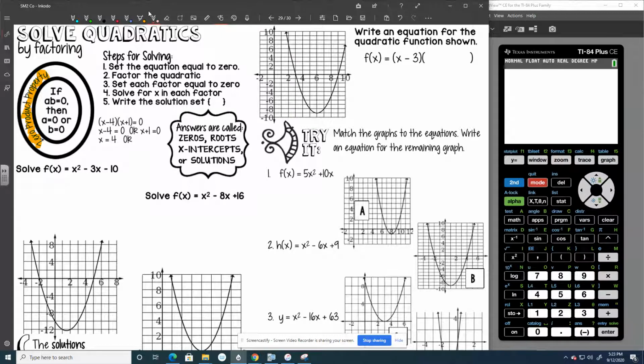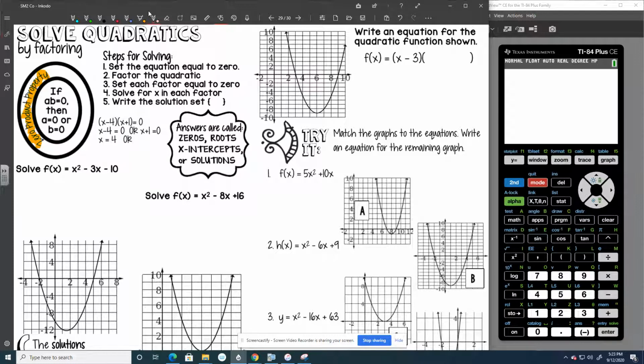Step 1, you set the equation equal to 0. Step 2, you factor. And that's kind of where it starts us off right here. It's already set equal to 0. It's already factored this problem for us.